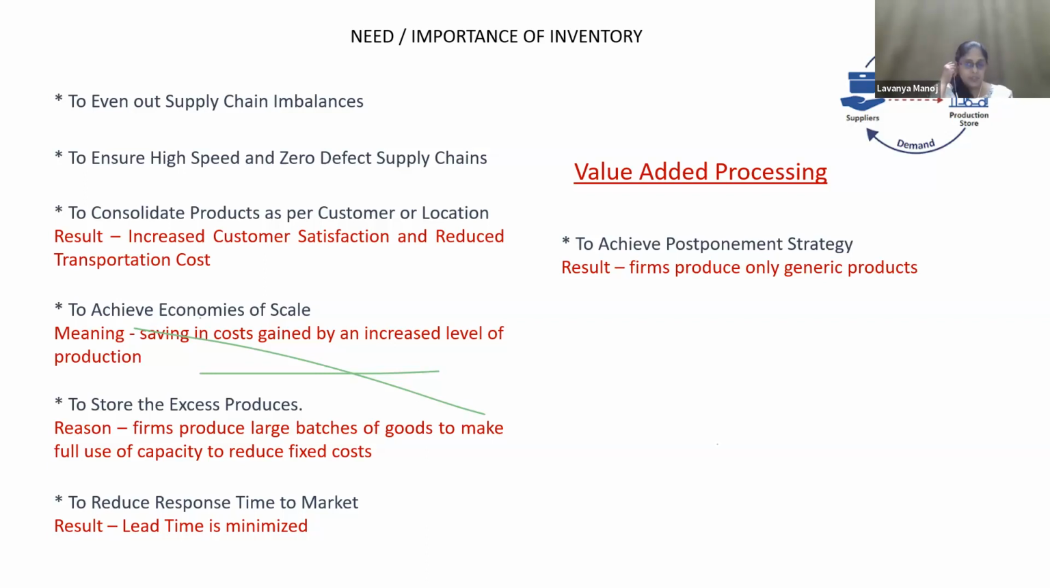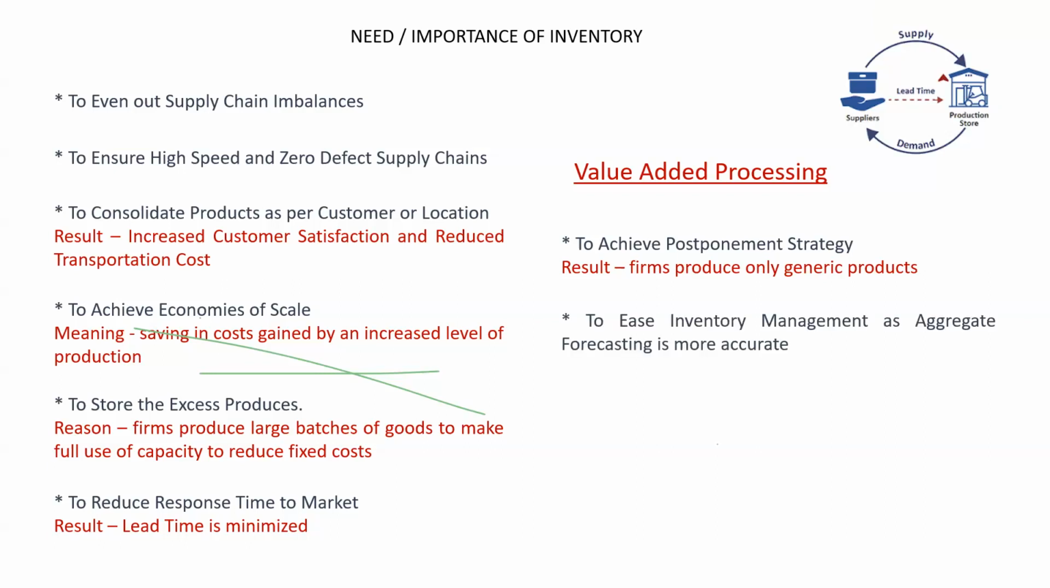Acer computers are doing this postponement strategy. Only after receiving the customer's demand do they start processing it, start assembling the product, and then send it to the market. So where will you keep all these raw materials and semi-finished goods till the customer demands it? Of course, the inventory has to be maintained very safely. The inventory has to be available, right? So that anytime the customer demands the product, it can immediately be taken off the shelf and the processing can be done. Next, to ease inventory management, as the forecast is more accurate.